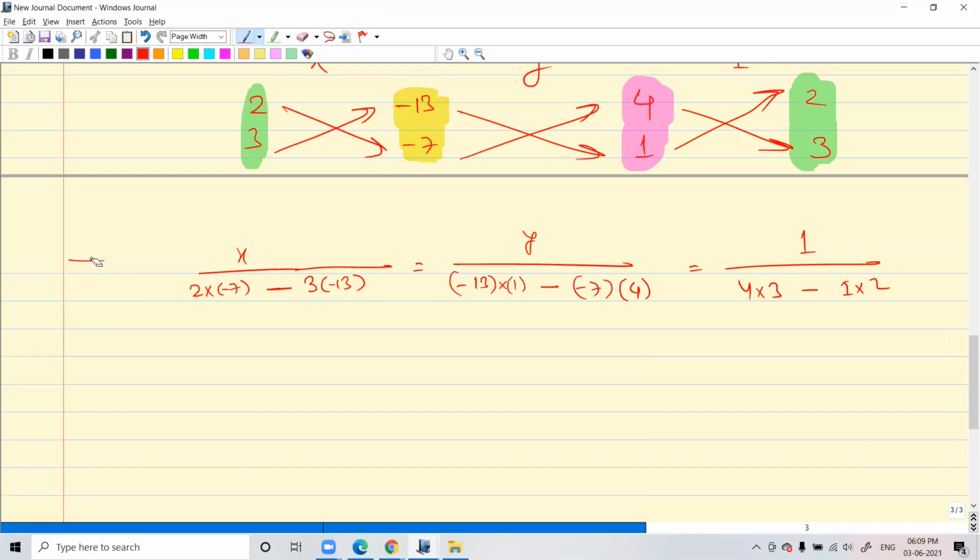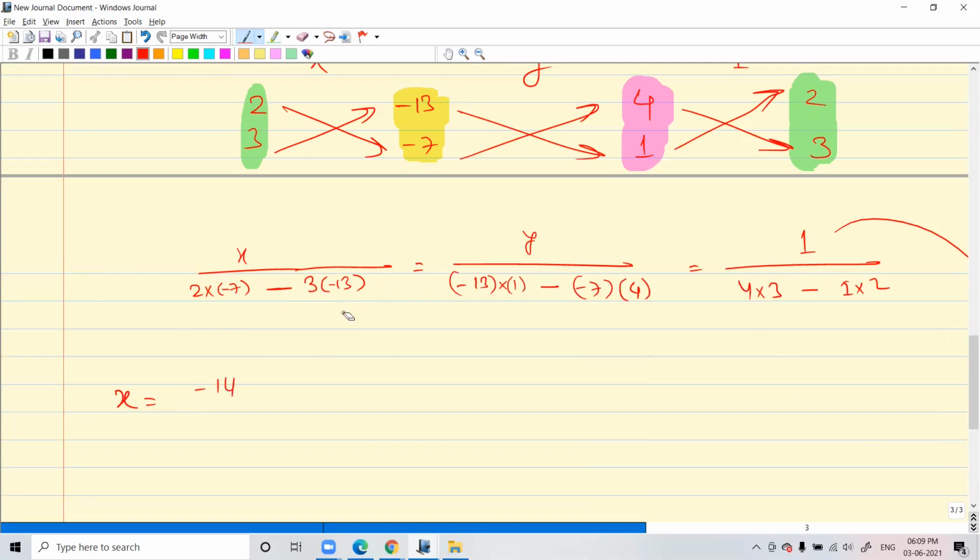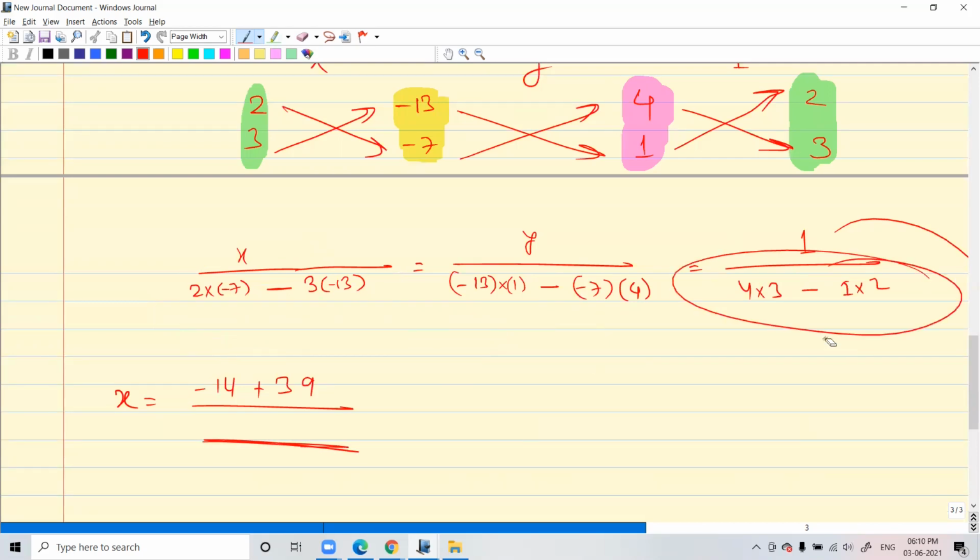Confirm quickly, give me yes or no. Yes, sir. So we can get the x value from the first and the last one. Okay. So I will write x is equal to 2 into minus 7. How much is that? Minus 14, and 13 threes are 39, and minus and minus will become plus 39 by, I have already sent it to the numerator that side. Okay. So what will be the denominator now here? This whole thing, right? 4 threes are 12 minus 2.